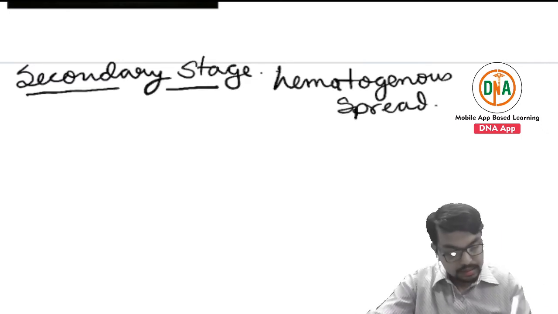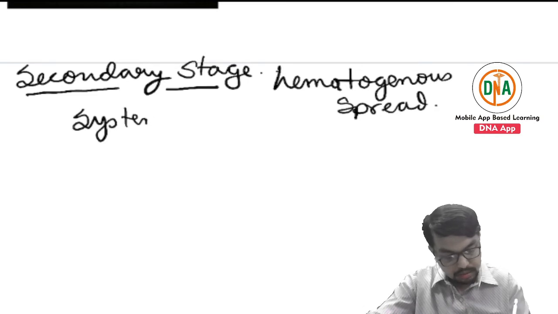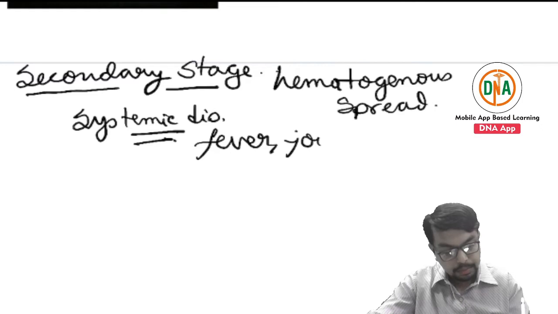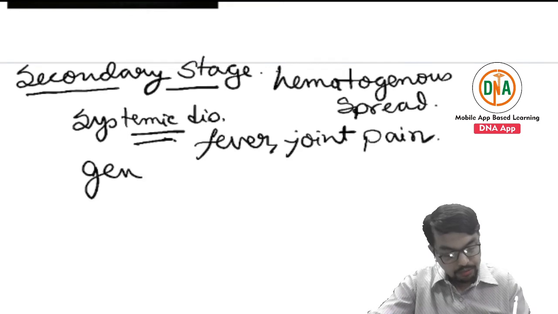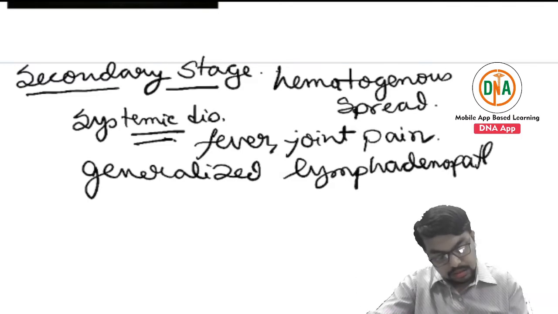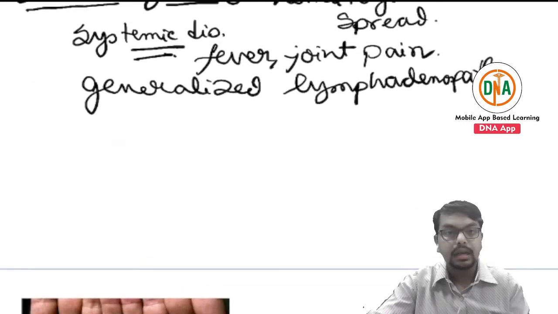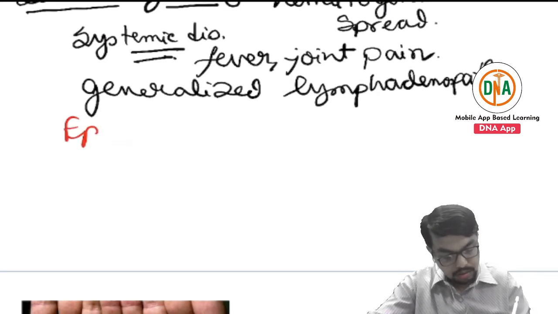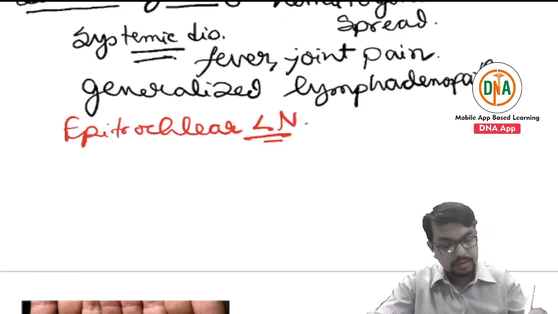It is a systemic disease. Secondary syphilis is a systemic disease. There will be some constitutional symptoms like fever, joint pain. There will be generalized lymphadenopathy. The characteristic lymph node that is enlarged in secondary syphilis is the epitrochlear lymph node.